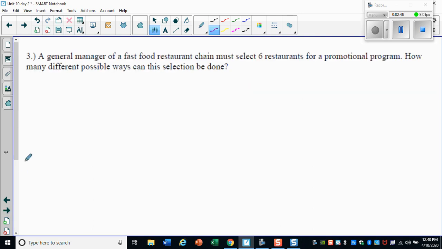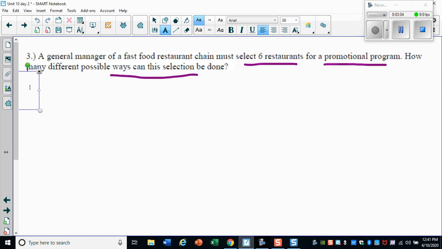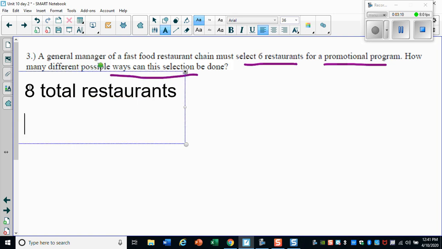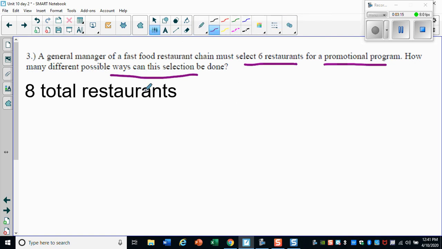All right, so a general manager of a fast food restaurant chain must select 6 restaurants for a promotional program. How many different possible ways can this selection be done? This is missing an important piece of information, which I'm going to add for you here. You might be wondering. Okay, so there is a total of 8 restaurants. And in those 8 restaurants, we're choosing 6 of them.